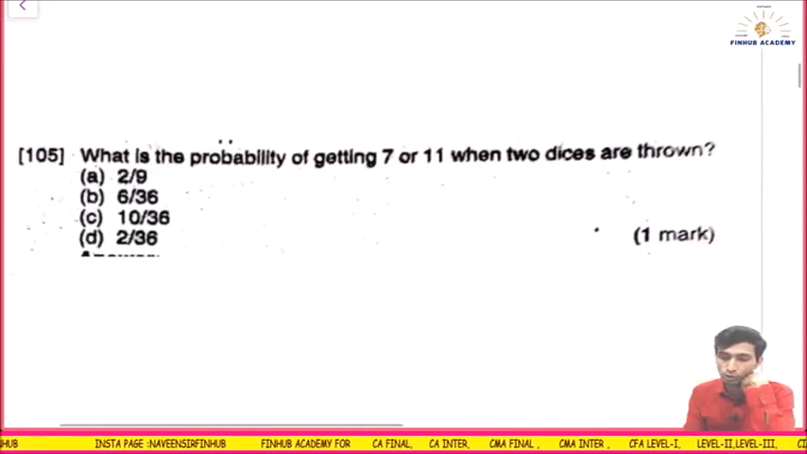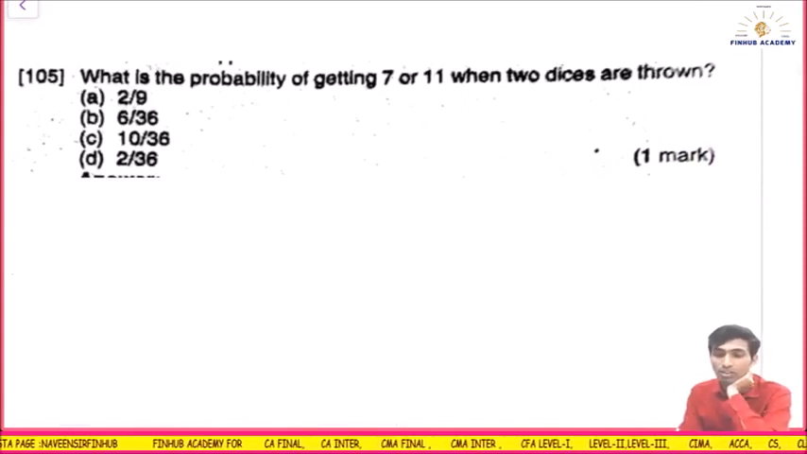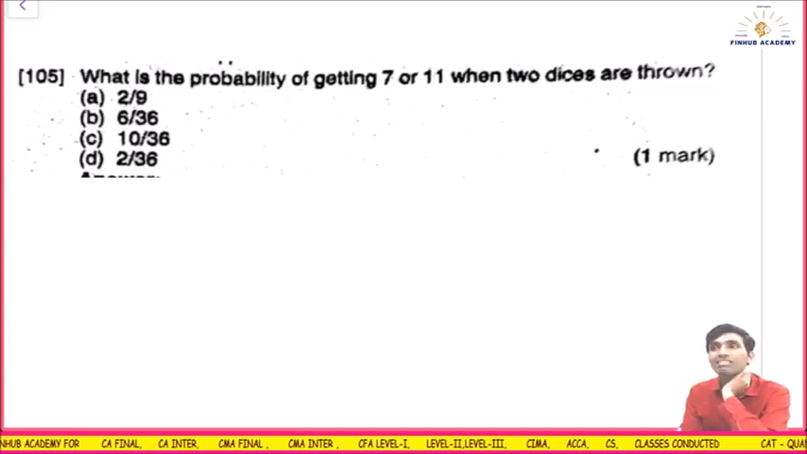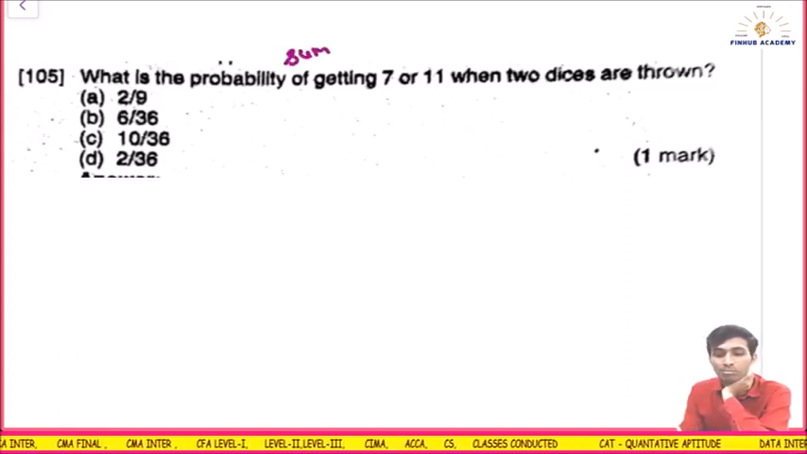Pause and see if you are not understanding. Once more. What is the probability of getting 7 or 11 on the throws when 2 dice are thrown? Let us correct the question. They are saying sum of 7 or 11. You can't get 7 or 11 on a single die when we throw; they are talking about the sum. Understand that? Okay, so 7 and 11.